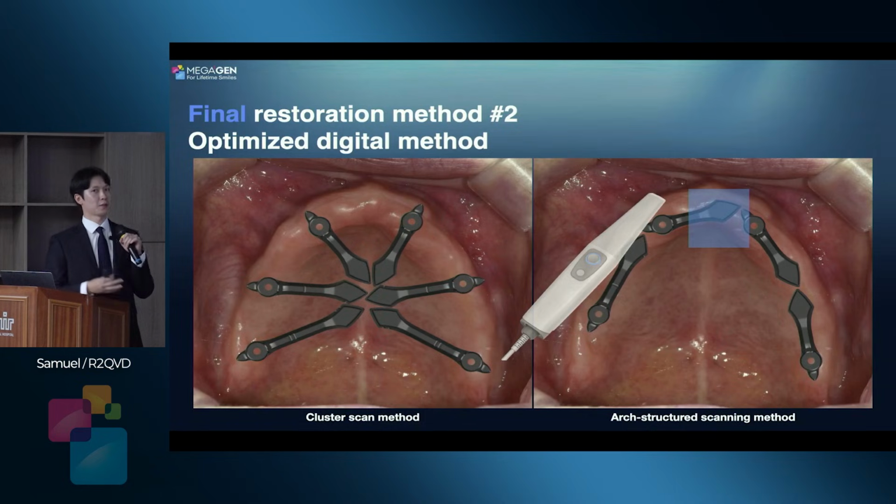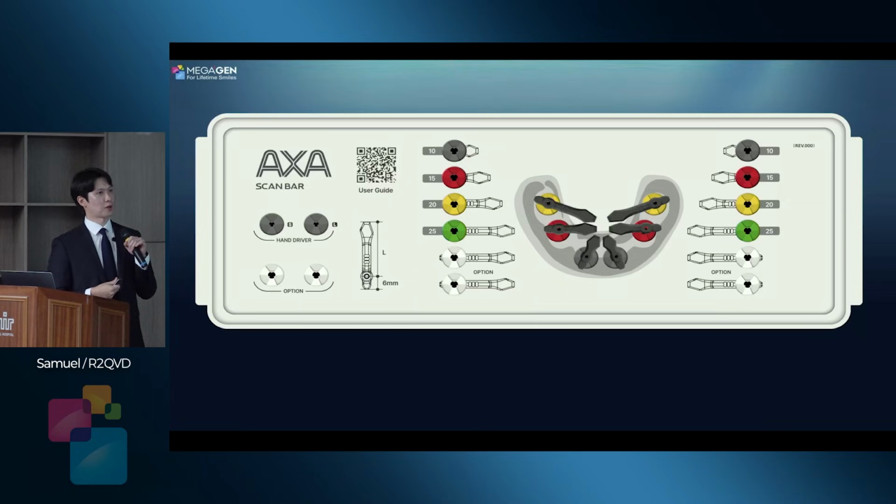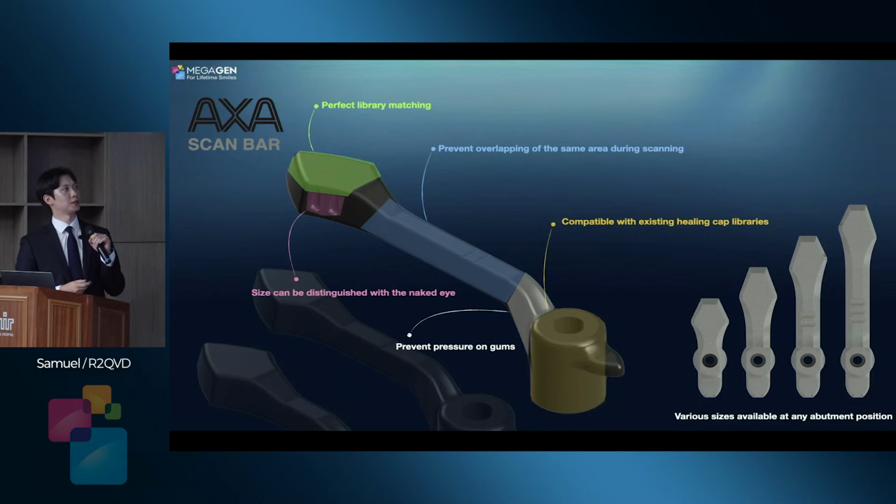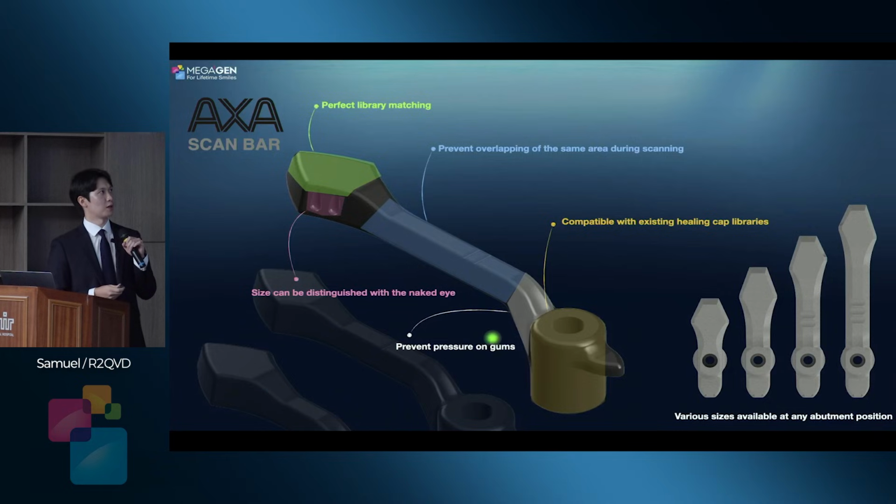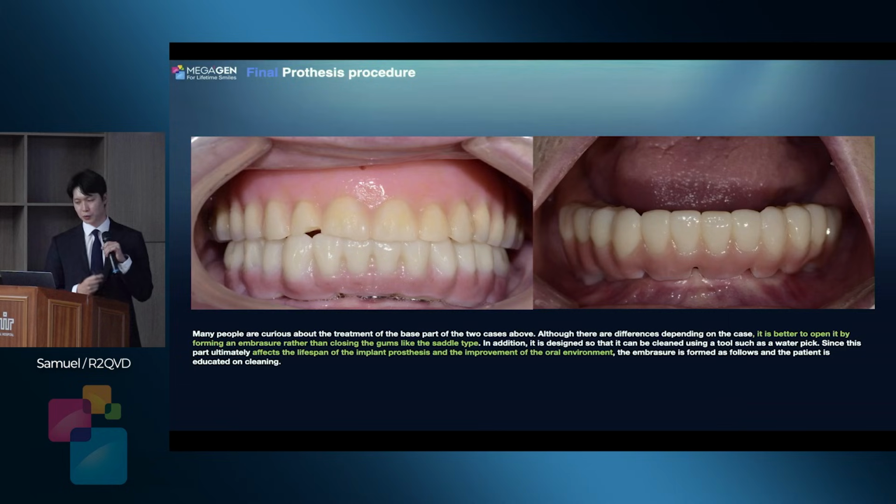If you already have a scanner, right? If you get this kit, you can start full arch with the AXA. The shape is like this. There is a good library merging point here. And here we make some character. That means we can easily scan here, like this. Here it prevents pressure on the gum, like this. Then using this one, you can make this kind of prosthesis.